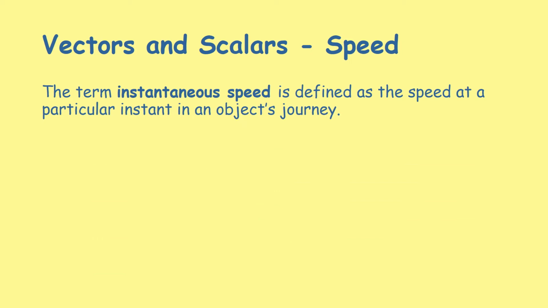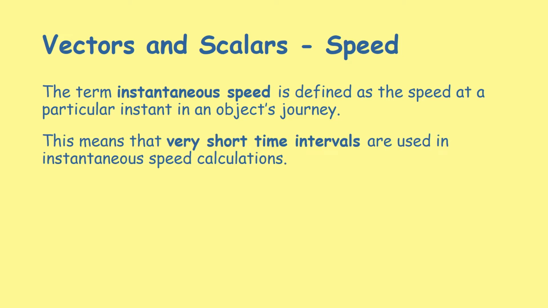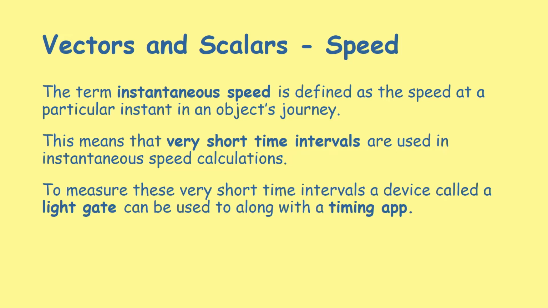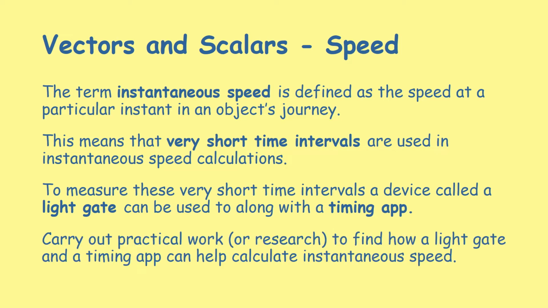The term instantaneous speed is defined as the speed at a particular instant in an object's journey. This means that very short time intervals are used in instantaneous speed calculations. To measure these very short time intervals, a device called a light gate can be used along with a timing app. Carry out practical work or research to find out how a light gate and a timing app can help calculate instantaneous speed.